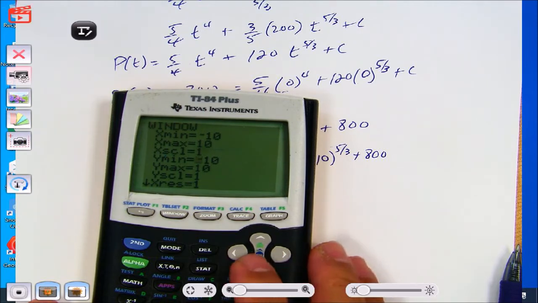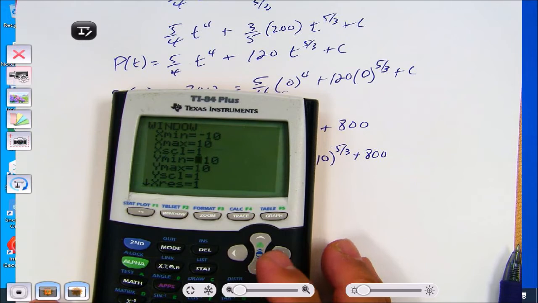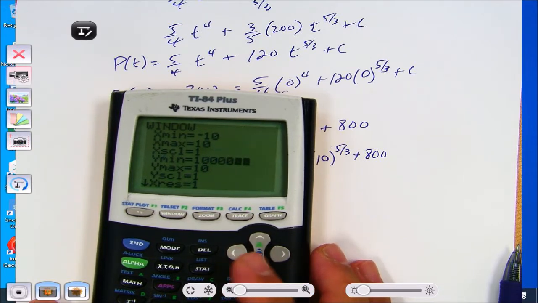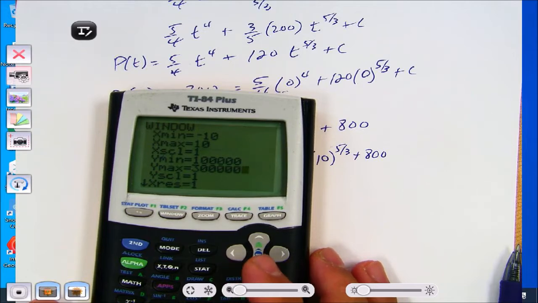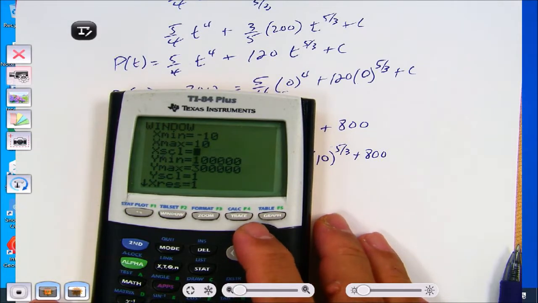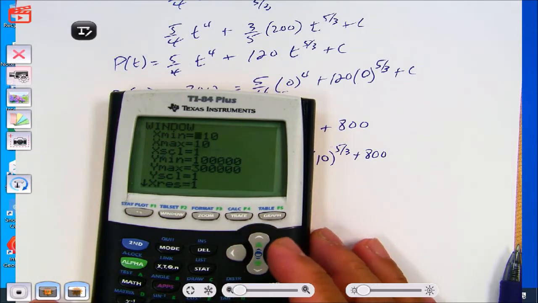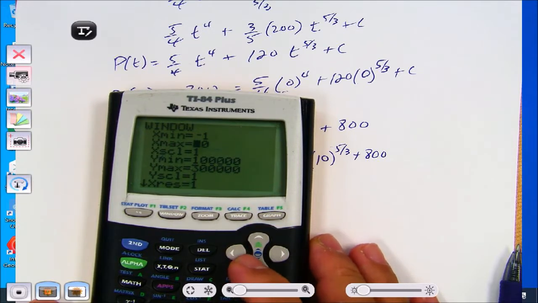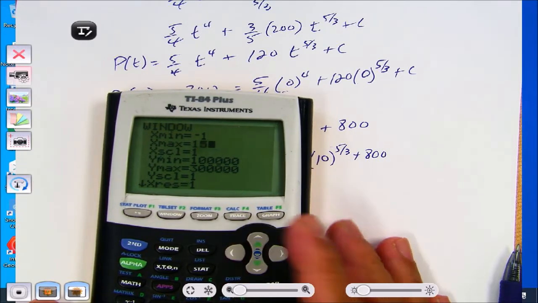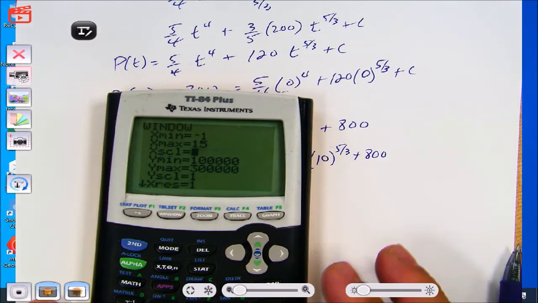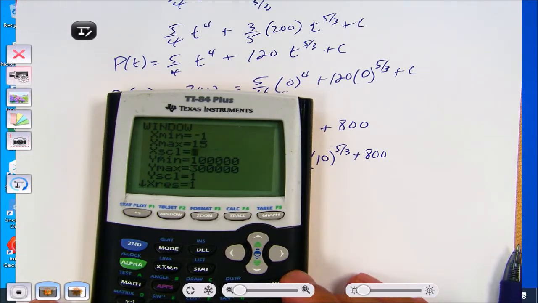Actually, I don't even want negative 10,000. I'm going to put 10,000 instead of negative 10. And I want to go as high as 30,000. And the x values, I like to have the x-axis on the screen, so I'm going to put like 15. That's me guessing it's going to be under 15 years. All right. Then I graph it.